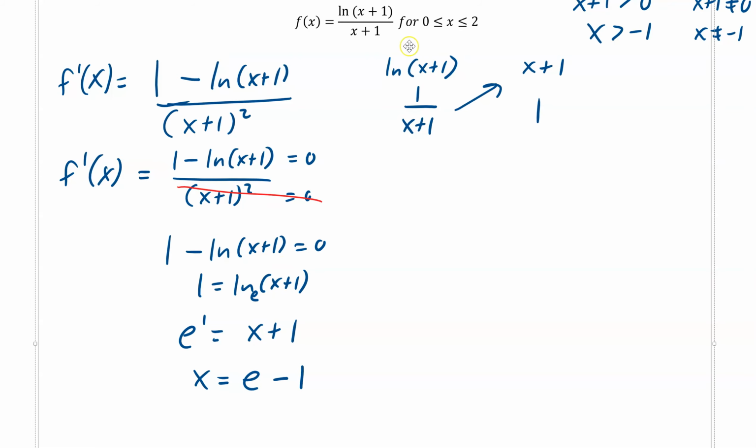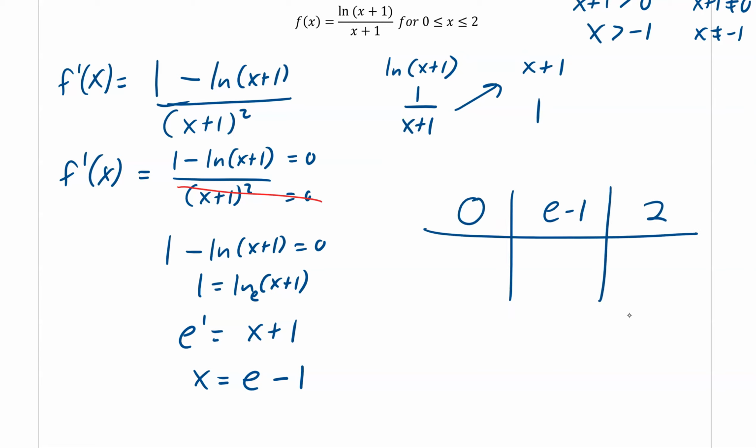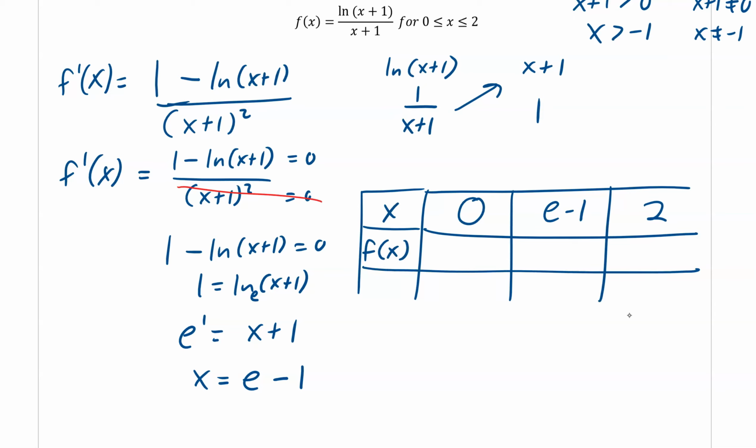So is it between 0 and 2? Yes. So this is 2.7 minus 1, so it's about 1.7 something, which is within our interval. So we're going to test those numbers. We're going to test 0, e minus 1, and 2 in a table with our function. So f of x, this is x, and then we will label them as a max or min, or neither. So we're going to plug 0 in, e to the 1 and 2.